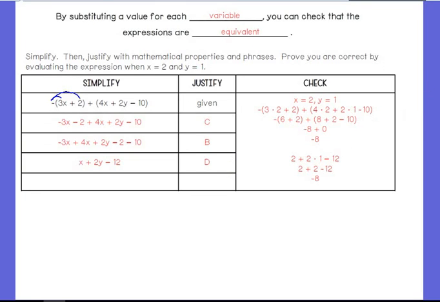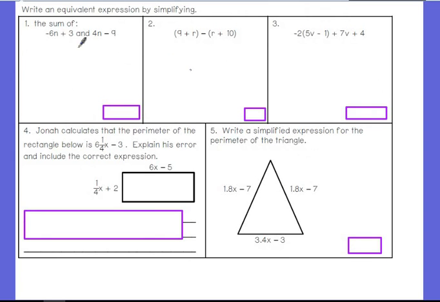Alright, 1 through 5 at the bottom, you're going to do by yourself and then have me sign off on it. Pay attention here. It says the sum of these two. You need to figure out what the word sum means. You should know what sum means by a 7th grader. So you're going to do 1 through 5, then have me sign off on it.